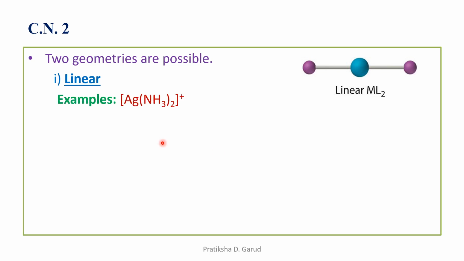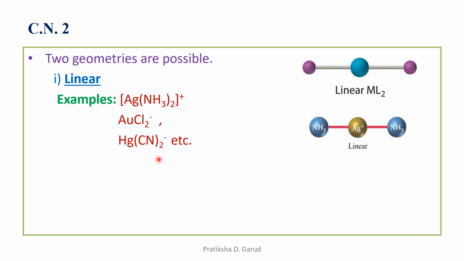Its example is [Ag(NH3)2]+. That means the metal silver is at the center and it is attached to two NH3 ligands in a linear fashion. So its geometry is like this: we have silver at the center attached to two NH3 ligands, in a linear fashion. One more example is [AuCl2]-. Also we have [Hg(CN)2]. So these are the examples of linear geometry with coordination number 2.